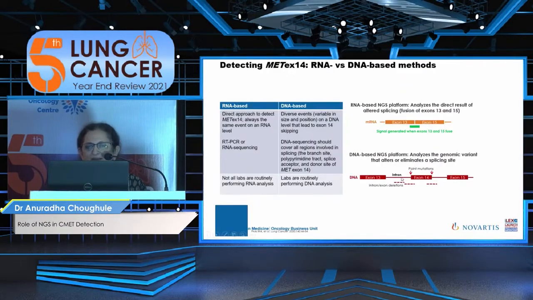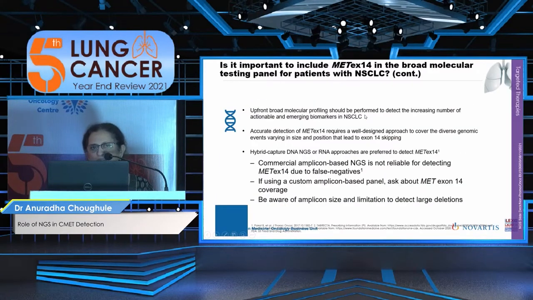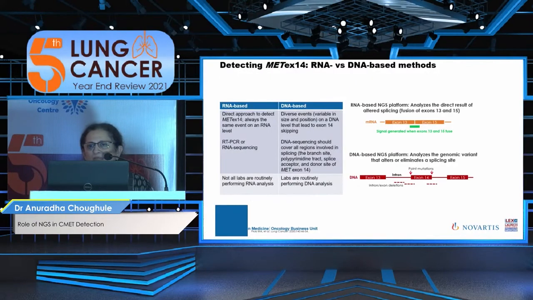Okay, so when there is an exon 14 skipping or when there is a point mutation, you need to know which platform or technology has to be used, whether it is RNA based or whether you should look for DNA based. So accordingly, both the techniques are important.